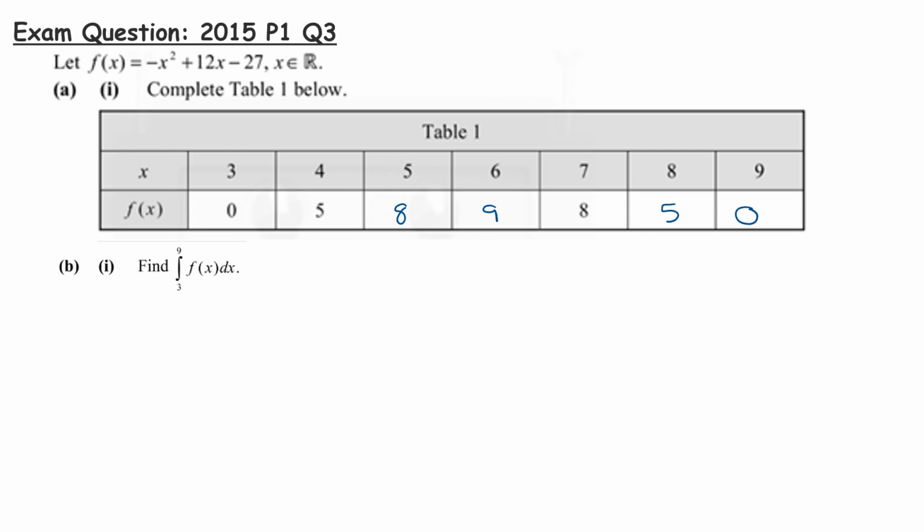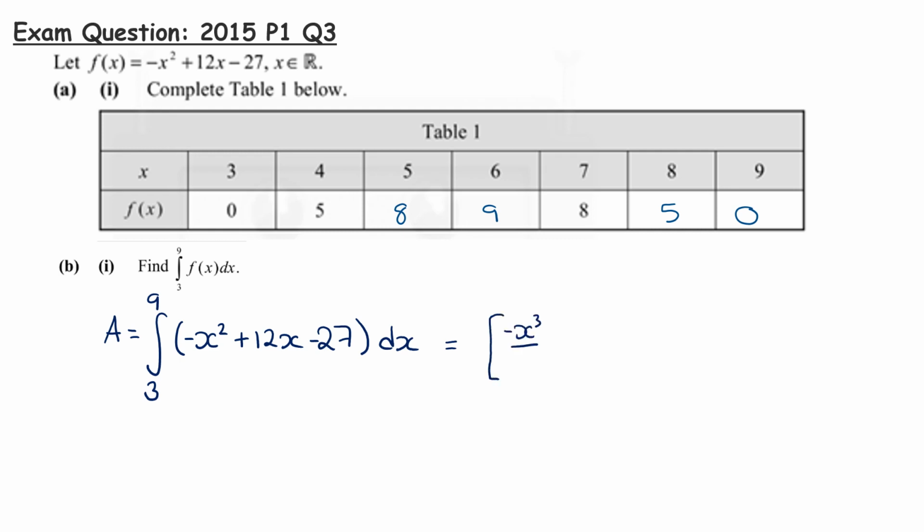So part B then asks us to find the definite integral of f of x with respect to x between 3 and 9. So basically we are now working to find a more accurate answer for area using the definite integral. So our area is going to be integrating between 3 and 9 our function, which is minus x squared plus 12x minus 27 with respect to x. So that's going to be add 1 to our power, divide by our power, for each term, and we're doing that between 3 and 9.